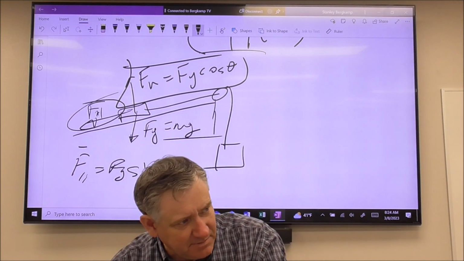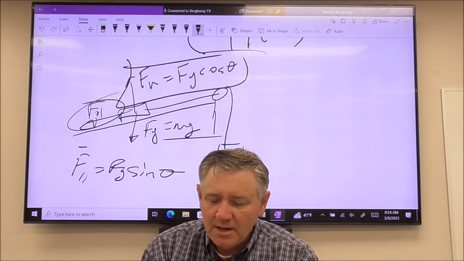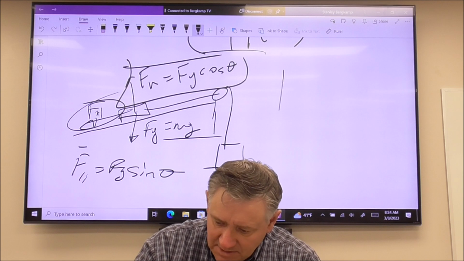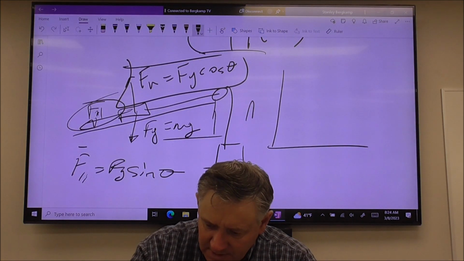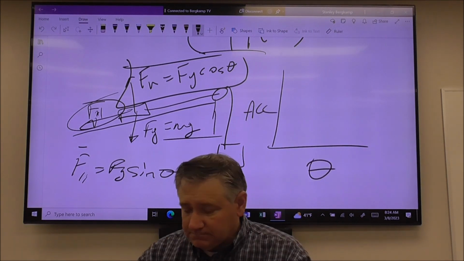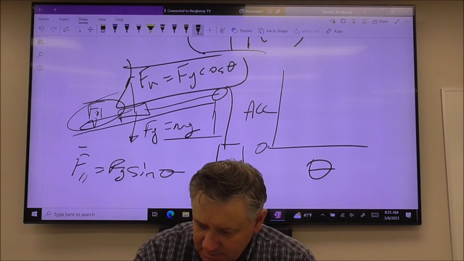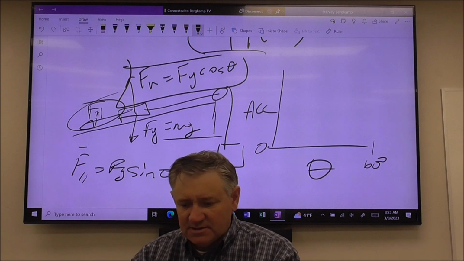Make sure that it's in degree mode so you don't get weird answers that don't make any sense. Okay, so here's an interesting thought. Let's look at this graph. We're going to look at acceleration, and this is going to be the angle. Here's 0 degrees, and here's like, say, 60 degrees.